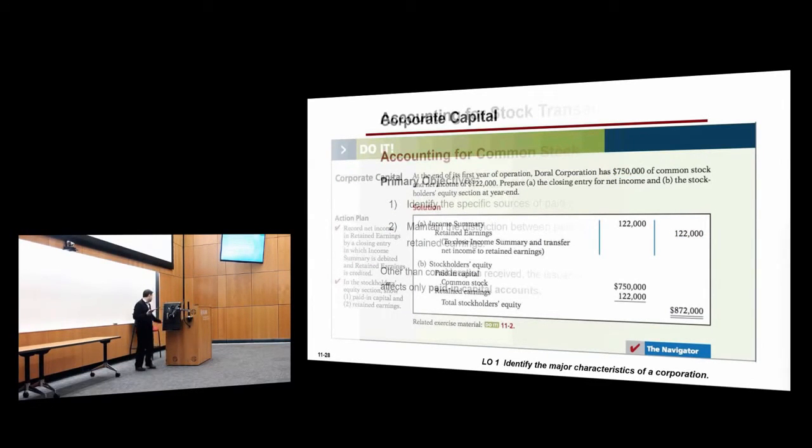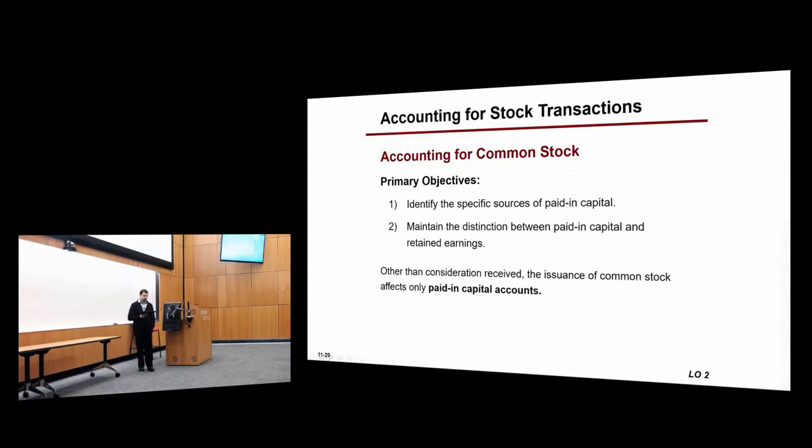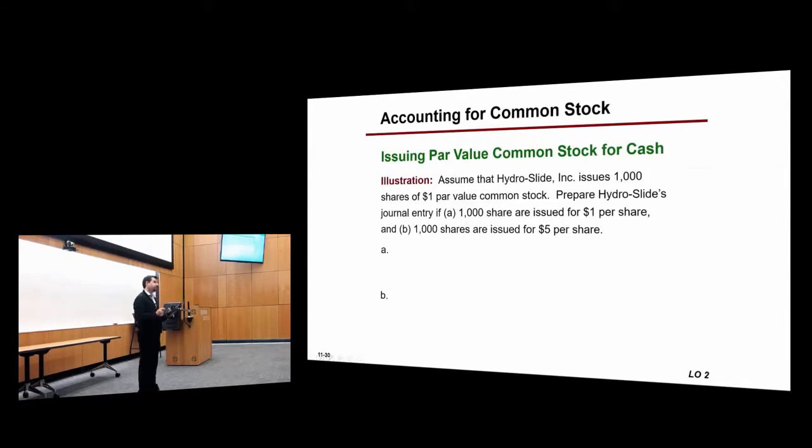Now we get to the point where we need to account for stock transactions. Again, why do we do that? The main thing is to separate the two sources of equity, to separate paid-in capital from retained earnings.